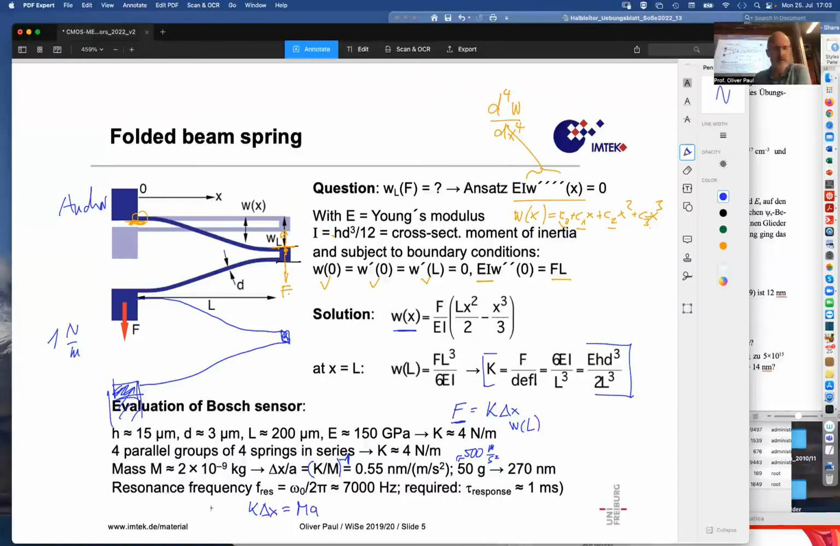Now let's talk about the resonance frequency of this structure. This mass with this spring constant, it's going to be 7,000 hertz. 7 kilohertz. And that's enough to react within 1 millisecond. It has the bandwidth that is required to detect signals that occur with changes within 1 millisecond.